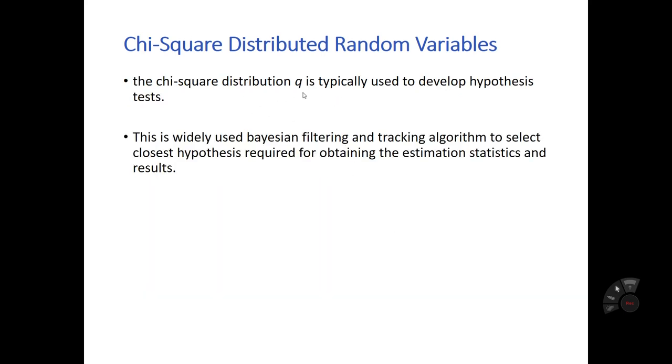The chi-square distribution q is typically used to develop hypothesis tests. Suppose there are many hypothesis tests, then q will be used to select one of the hypotheses, because among the many hypotheses, only one will be correct. So this is widely used in Bayesian filtering and tracking systems to select the closest hypothesis required for obtaining the estimation statistics and the results.